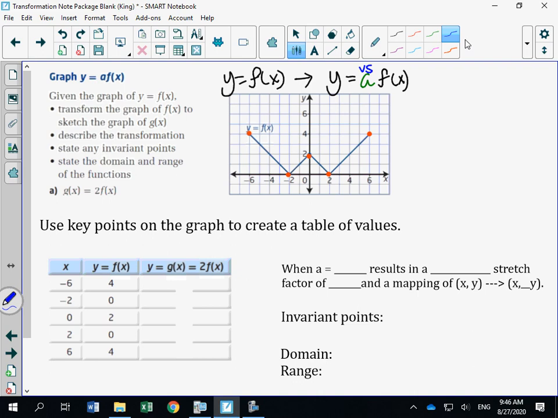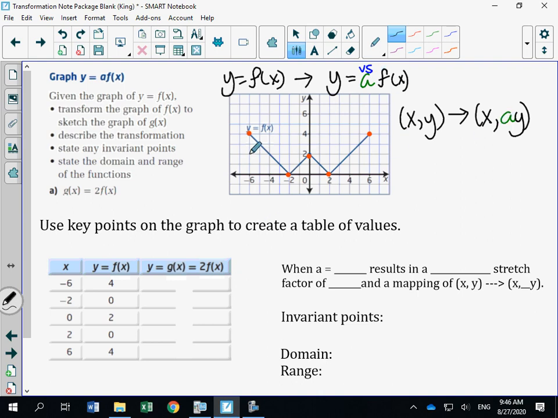Okay, so let's look at what happens. Now, the a value affects the y coordinate. Okay, so the vertical stretch affects the y coordinate. So what the mapping is for a vertical stretch is you have your original coordinate, and then your new coordinate is going to be the x value doesn't change, and it's going to be whatever your a value is times your y value. So your vertical stretch affects the y coordinate.